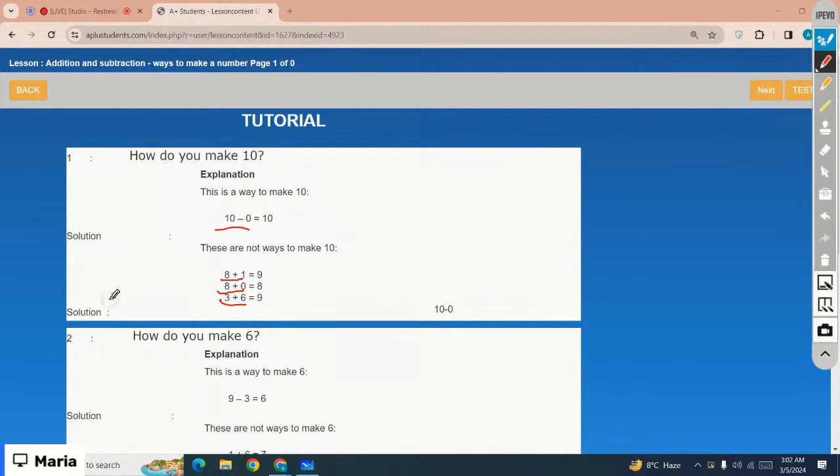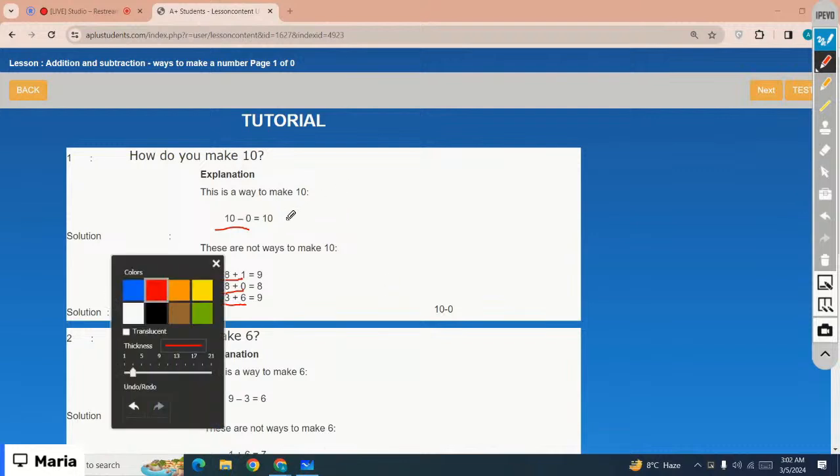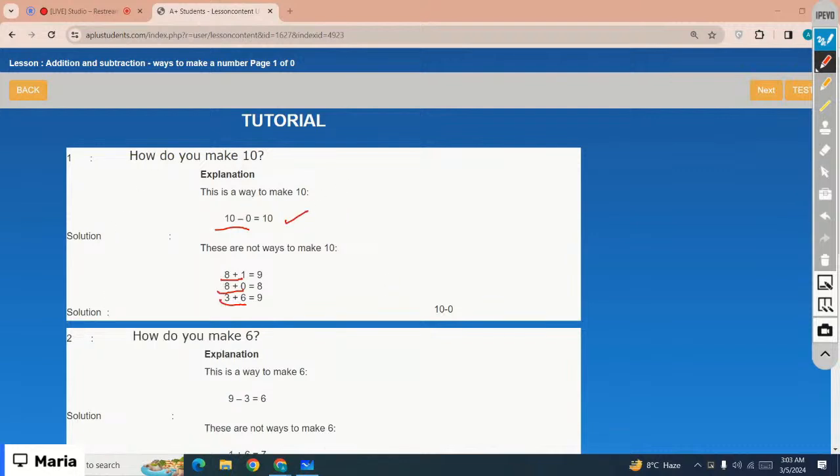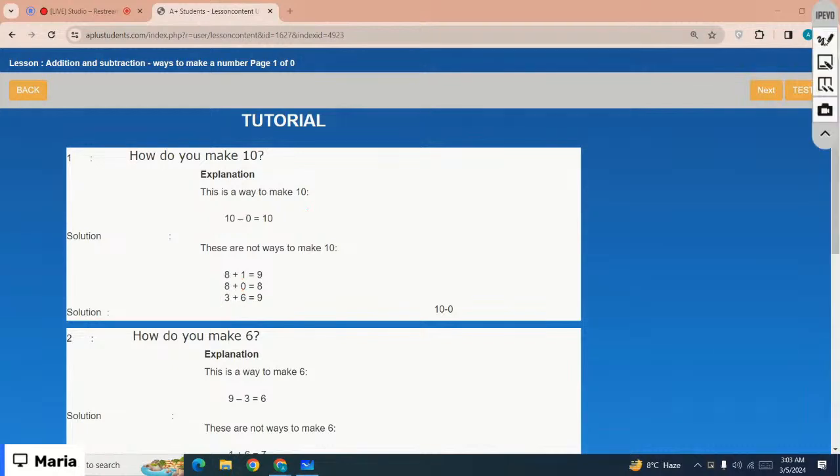So to check which one makes 10, the correct option is the first one, 10 take away 0 equals 10, right? Basically, you have to check all four for the right one. So the correct one is 10 take away 0. This is already solved, that's why you already know the answers, right? Let's just start with the test questions.